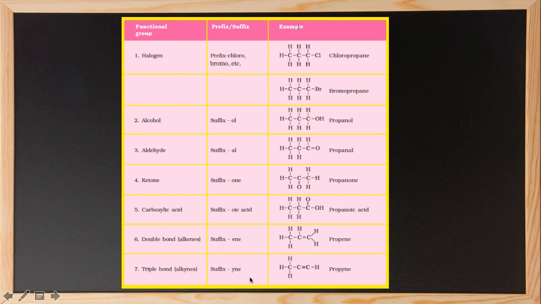Now what if it's a triple bond? The suffix is yne because it's alkyne. So it's a triple bond, there are 3 carbons, and you say it's propyne. So I hope it's clear. This is how you name the carbon compounds.